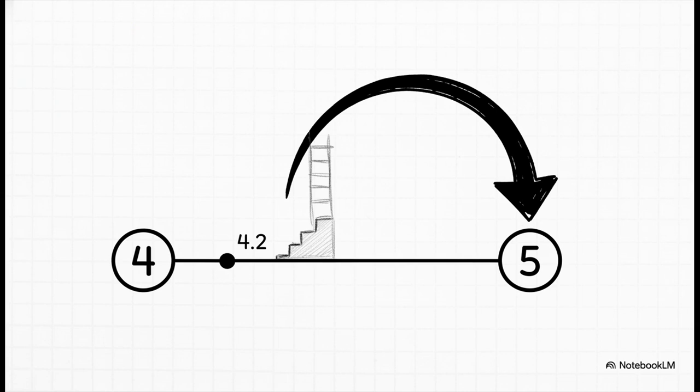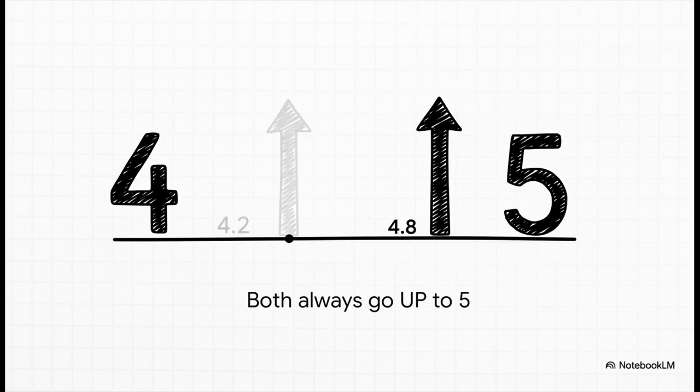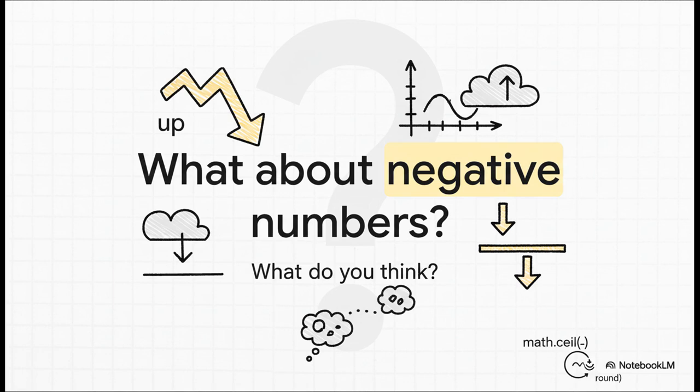If you give ceil the number 4.2, you might naturally expect it to go down to 4. It's much closer after all. But ceil doesn't care about that. It sees any decimal at all, and its only job is to go up. So 4.2 becomes 5. And of course, if you give it 4.8, which is already pretty close to 5, it does the exact same thing. It goes up to 5. This consistency is its greatest strength. Whether that decimal is tiny or huge, the result is always the same. Go up.